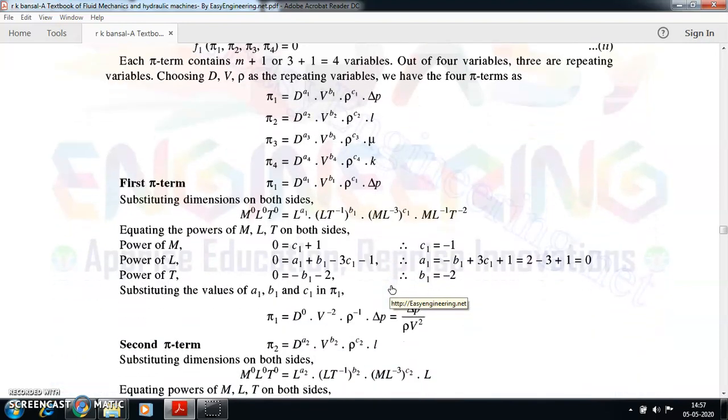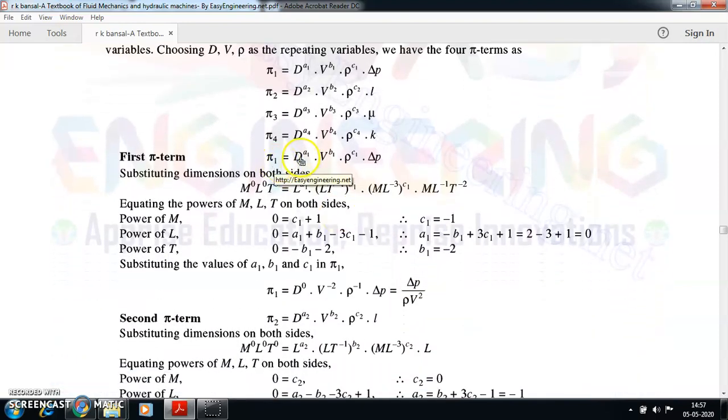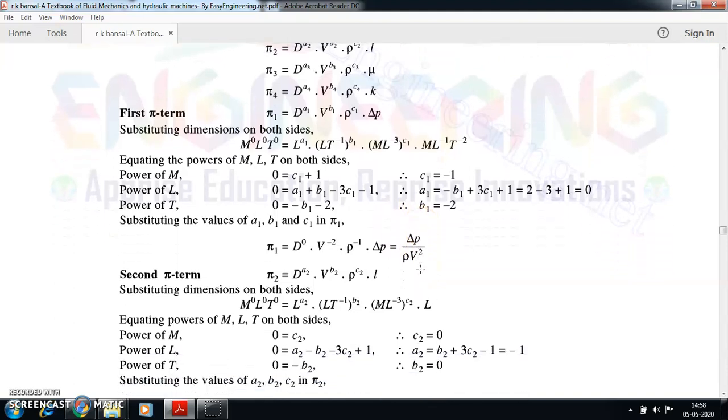Now start working with each pi term. Consider pi 1, d^A1 v^B1 rho^C1 delta P. Put everything in terms of fundamental dimensions. Equate the powers of M, L and T to find A1, B1 and C1. You will find A1 as 0, B1 as minus 2 and C1 as minus 1 when you solve. So at the end, the pi 1 term will be delta P divided by rho V square.